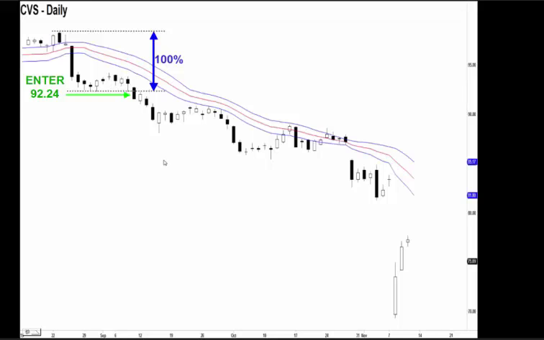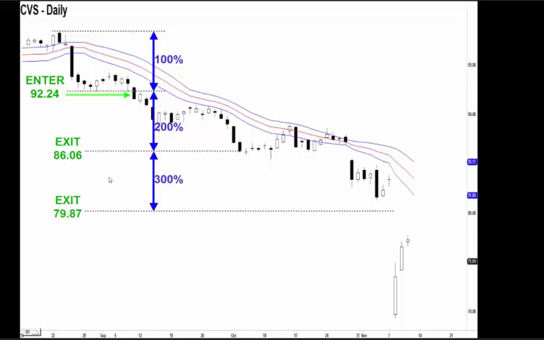If you would have exited at the 200%, you could have gotten out at 86.06 for a good quick 6 points. If you wanted to go for 300, you would have fared even better because you would have had a limit order here, but on this gap opening down, you could have purchased right here at 69.07 for a really nice 22.5 points to the downside.